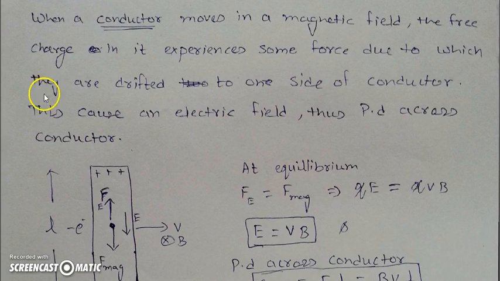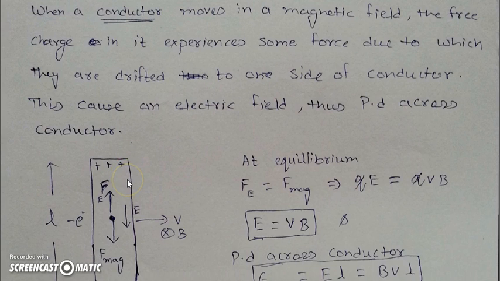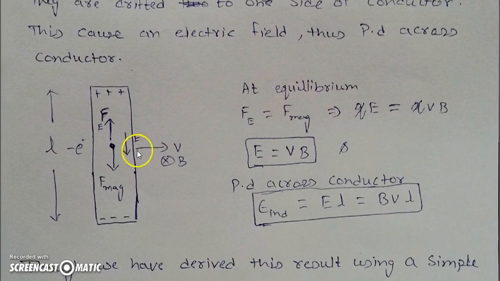The free charges. Let's look at this diagram. This is a rod, and this whole conductor is moving in this direction with a velocity v, and there's a magnetic field which is into the plane of paper. So suppose this is an electron. It will experience a magnetic force according to q v cross B.